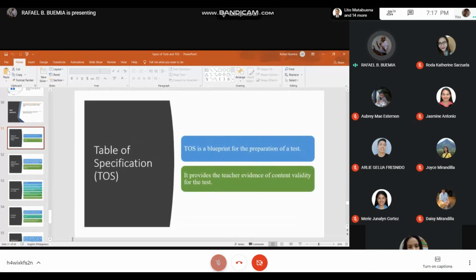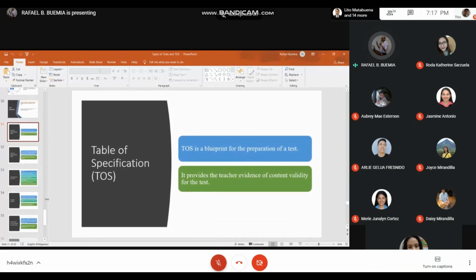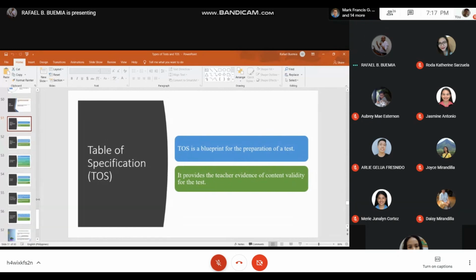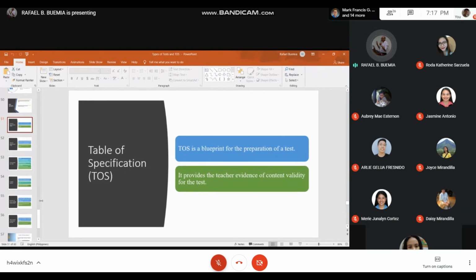Okay, so basically, the purpose of a TOS is also as evidence of content validity for the test. Kasi nakikita niya talaga doon yung, ito yung objective, or learning competency. Tapos ika-classify niyo siya along the cognitive dimension, using the revised Bloom's taxonomy, okay?